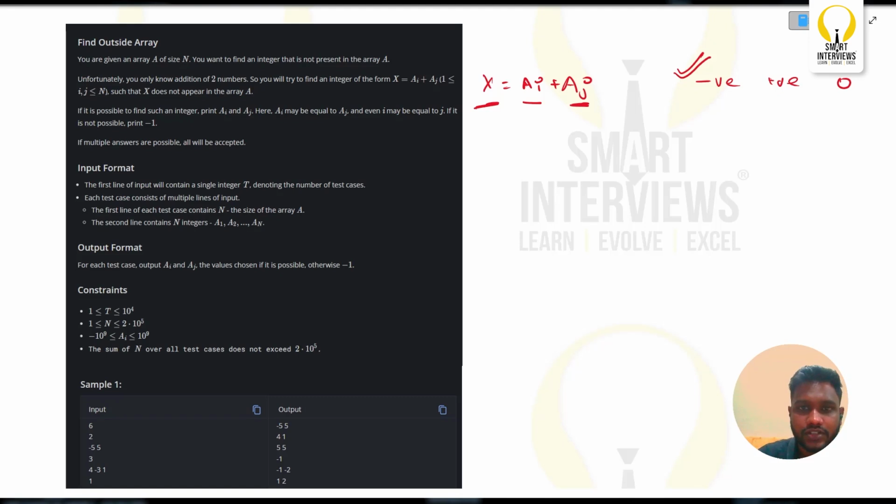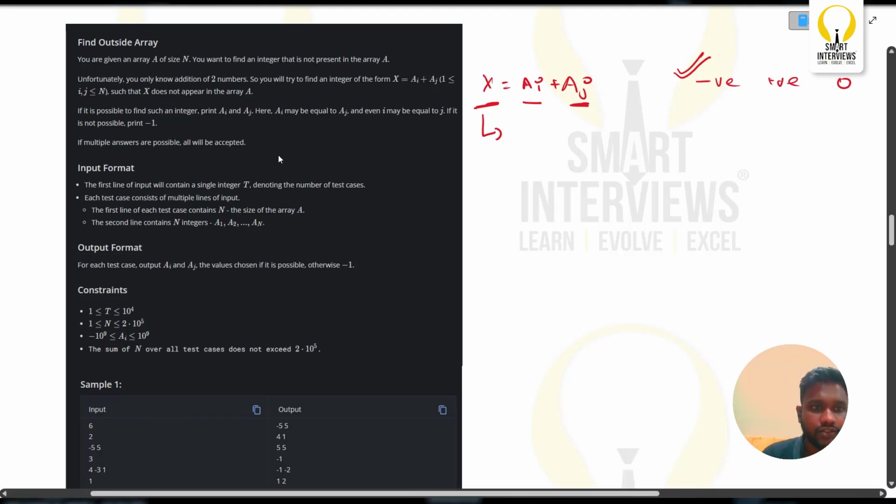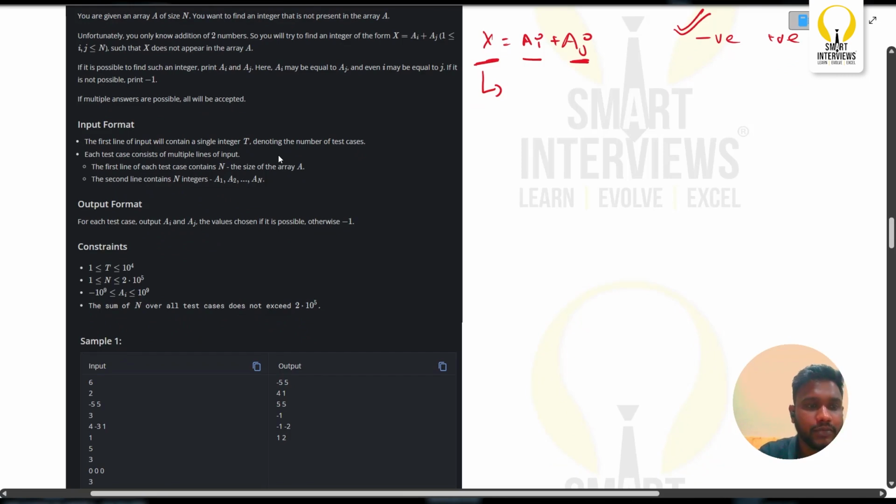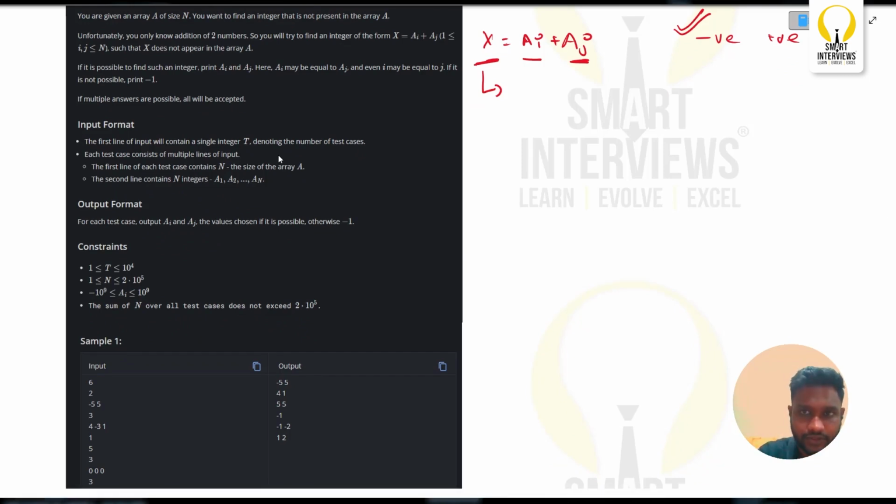So the question is asking if it is possible to find an integer x which is not there in the array, but is a sum of two elements of the array. Print those two numbers. Else, if it is not possible to find such a case, we can print -1. That is the question given to us. If multiple answers are there, all are accepted, so we can print any one of them.